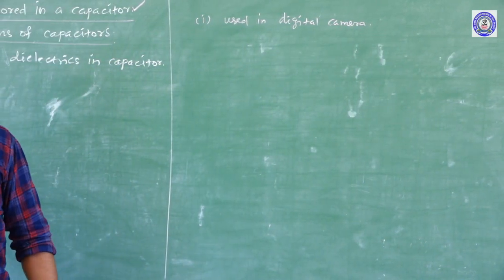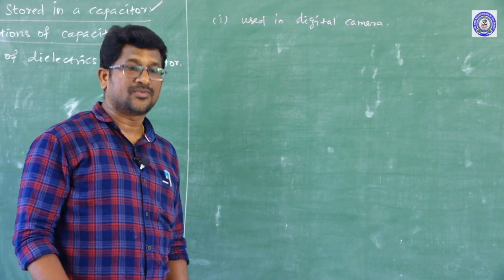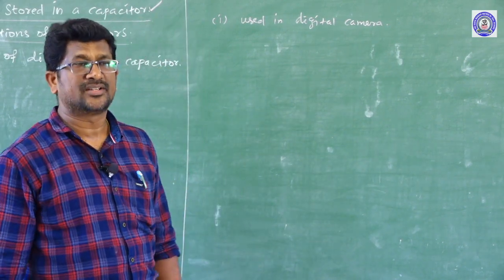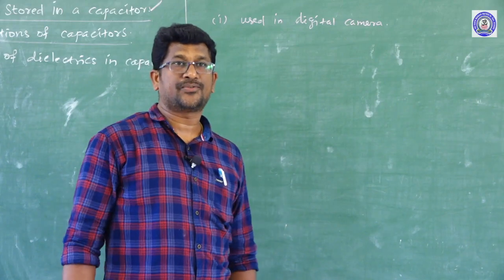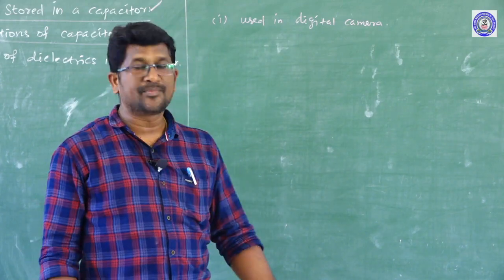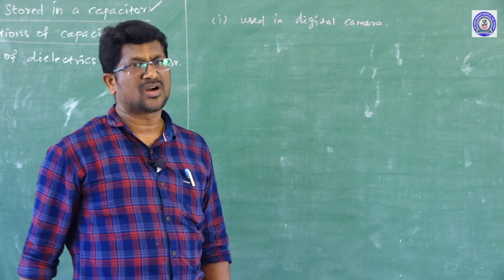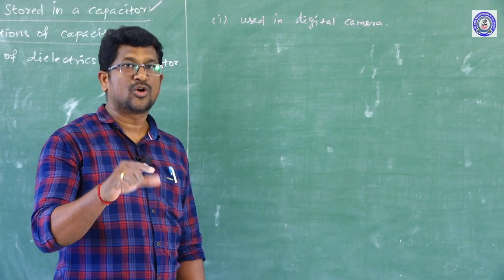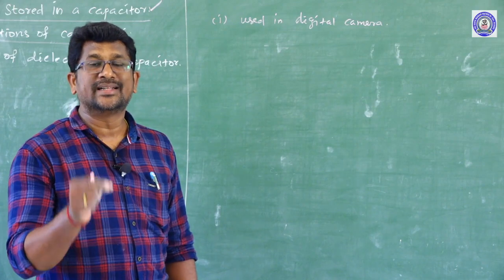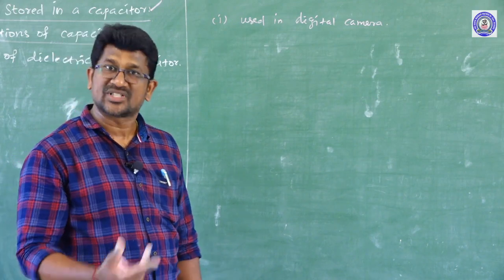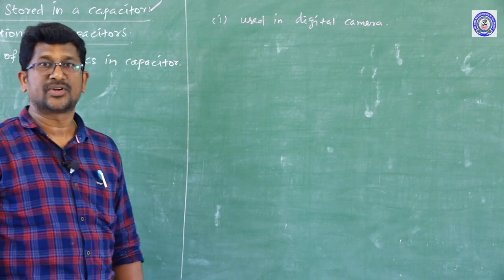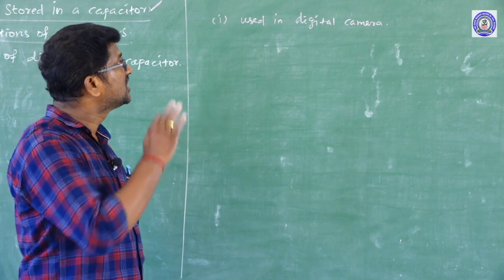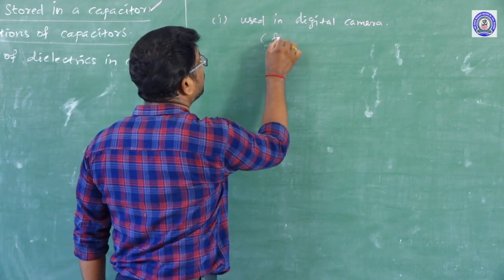Capacitors are used in digital cameras for the purpose of providing flashlight. While we take a photograph, the flashlight coming out from the camera is due to the discharge of a capacitor in the digital camera. The name of the capacitor used in the digital camera is flash capacitor.